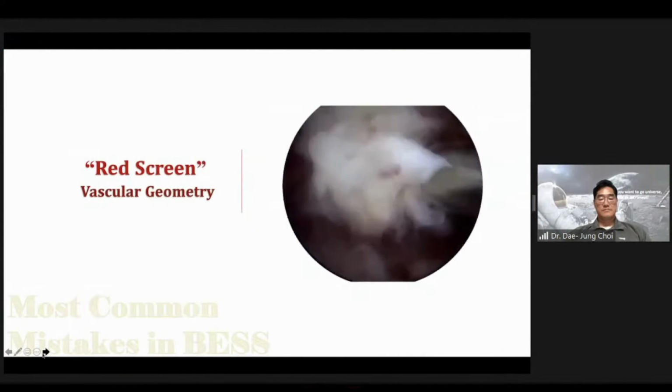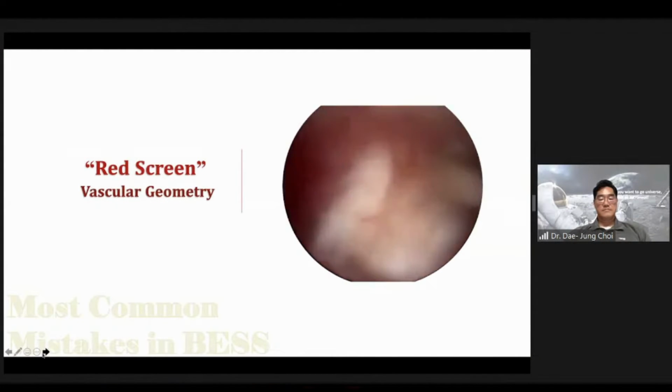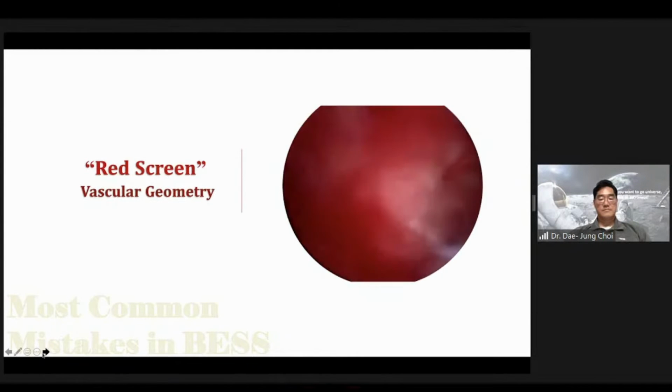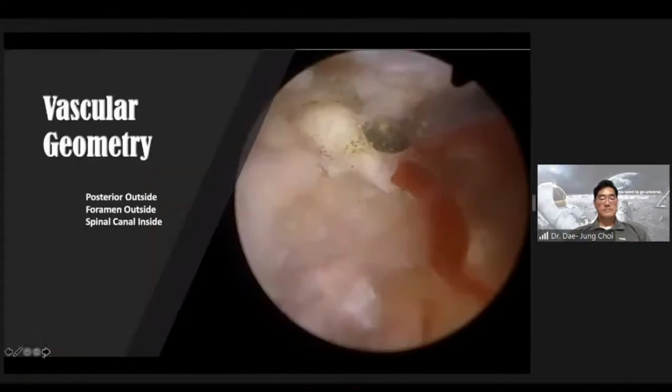If you try to do something in a bloody surgical field, you can injure the root or dura. We call it the red screen. Under the red screen, you can make a root injury. So the first important knowledge you should keep in mind is vascular geometry in endoscopic view.